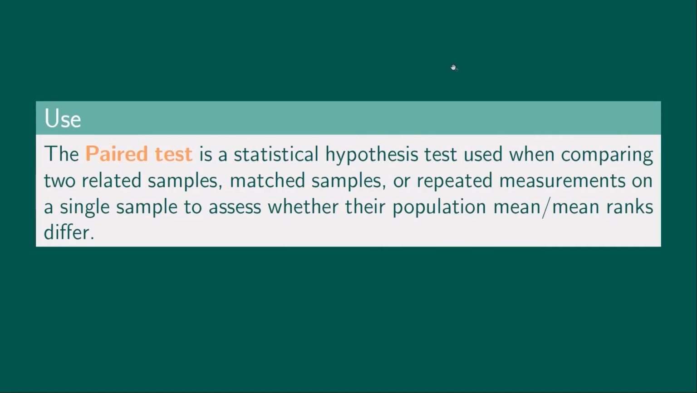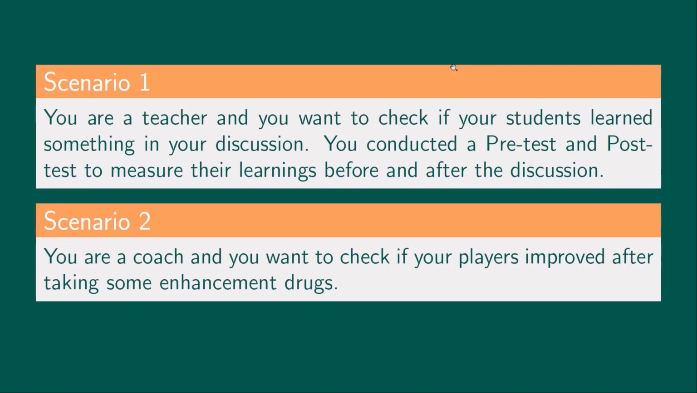The paired sample tests are statistical hypothesis tests used when comparing two related samples, paired samples, or repeated measurements on a single sample to assess whether their population mean or mean ranks differ. These are useful in the following situation. You are a teacher and you want to check if your students learned something in your discussion. You conducted a pre-test and post-test to measure their learnings before and after the discussion. And you are a coach and you want to check if your players improved after taking some enhancement drugs.